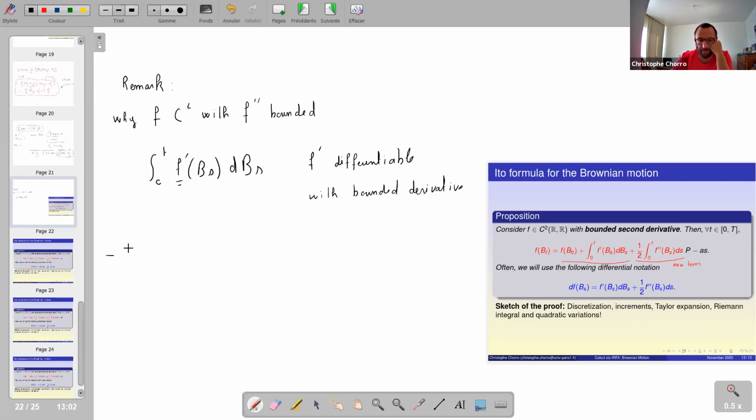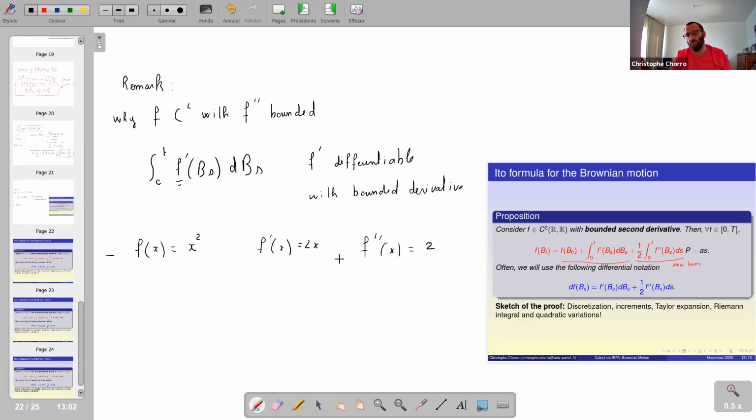Second remark. What happens if I take f of x equal to x squared? So x squared fulfills my hypothesis because f prime of x is equal to, excuse me, 2x here, and here f second is bounded because it is equal to 2.